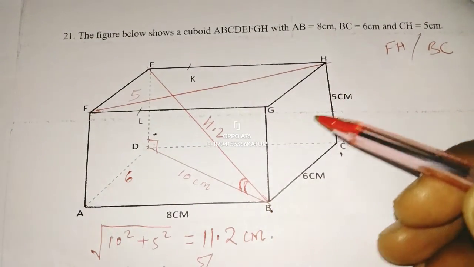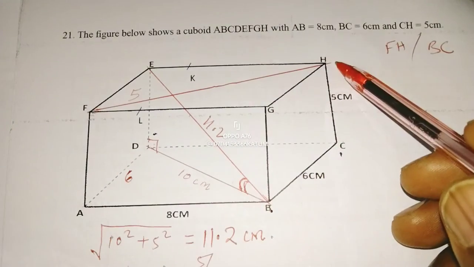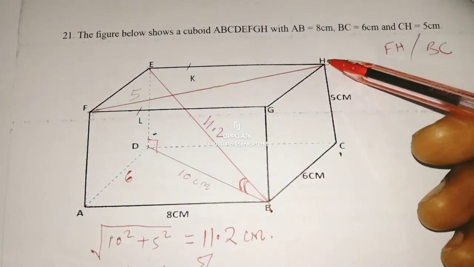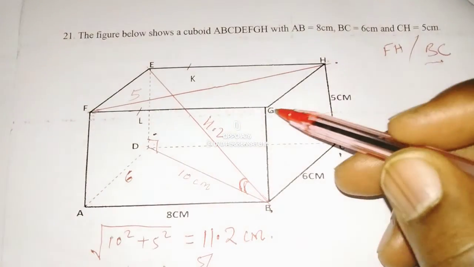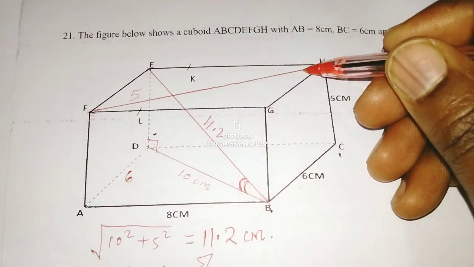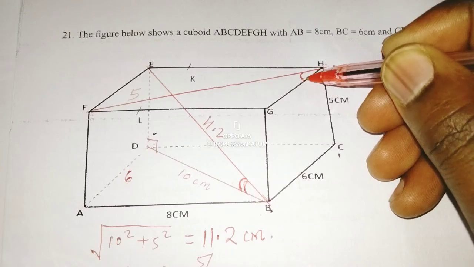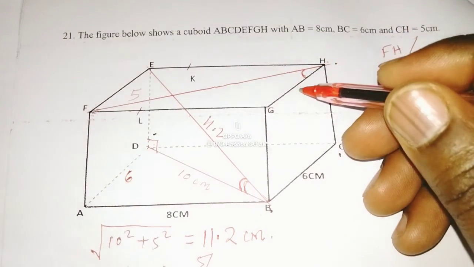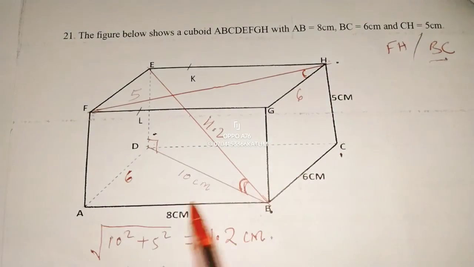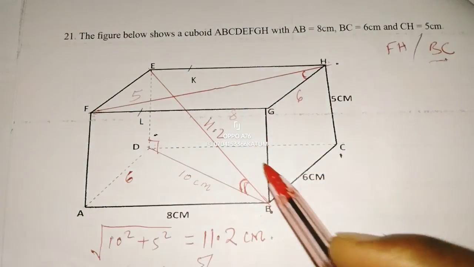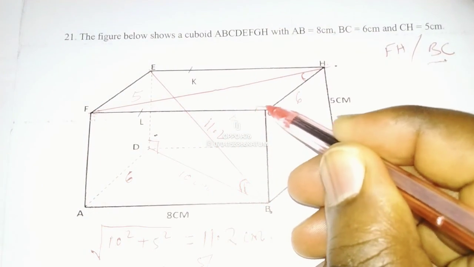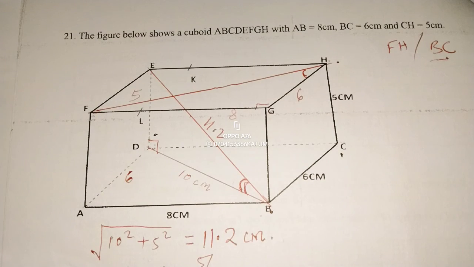Therefore, we just want the angle between FH and GH instead of BC. So we translate BC to GH. Therefore, we want the angle between these two planes. Remember, this is 6. Remember, this one is 8. And again, this one is right angled, given that the faces are rectangular.